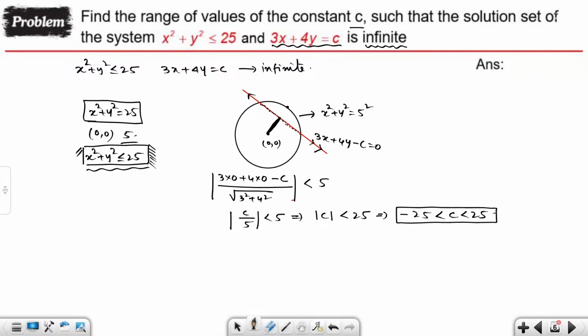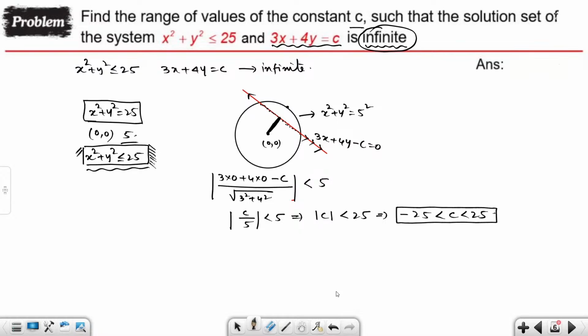Now one question you can ask me, sir, why have you not taken an equal sign over here? No, I am not going to take an equal sign, because the moment this distance becomes the radius, this line then becomes the tangent. And tangent is intersecting the circle at only one point. There we are not going to get infinite solutions. That is the reason why I have not given an equal sign over here. Is it clear to all? Have you understood what I want to say?